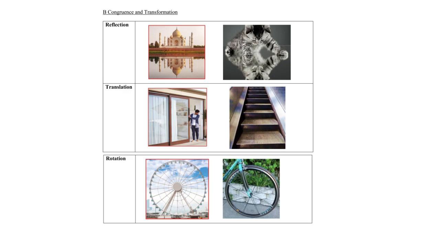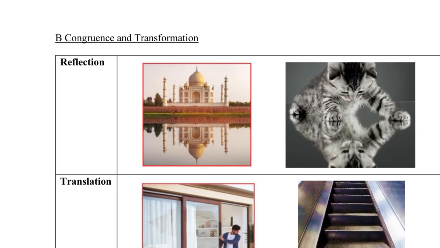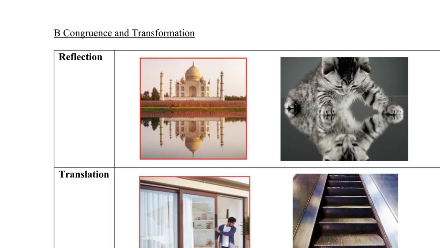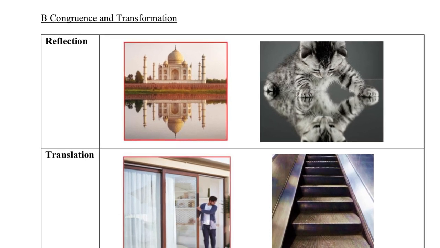So, for reflection, you can see that the image and the object, the shape and the size remain unchanged. They are exactly the same.